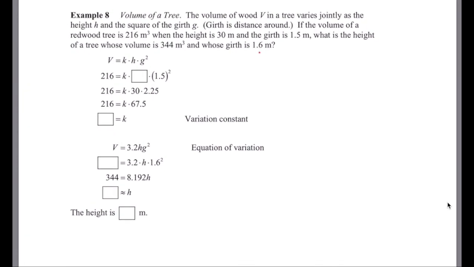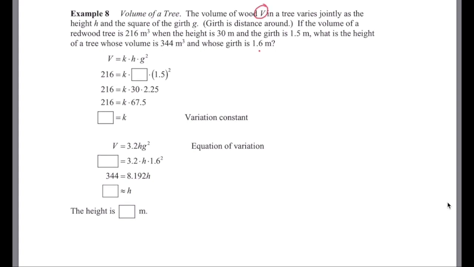The volume of wood V in a tree varies jointly, so V is varying jointly, so that's going to be our y value, as the height and the square of the girth. So we know varying jointly, we're going to multiply two variables together with k, except I'm taking the square of the girth g. So I'm going to take g squared when I multiply them. V is equal to k times h times g squared. And it tells us the girth is the distance around the tree.